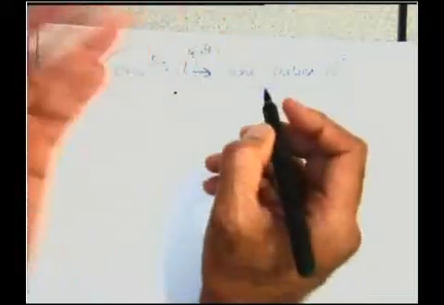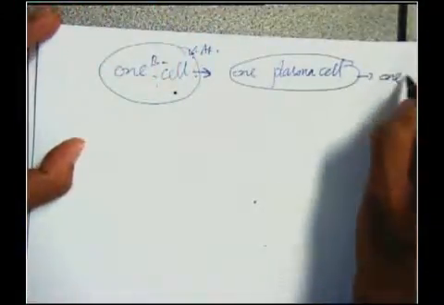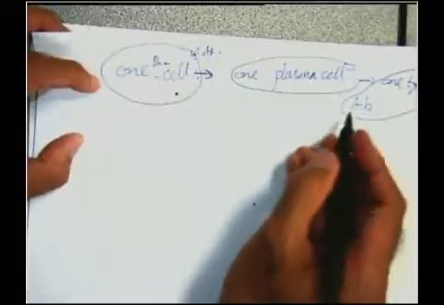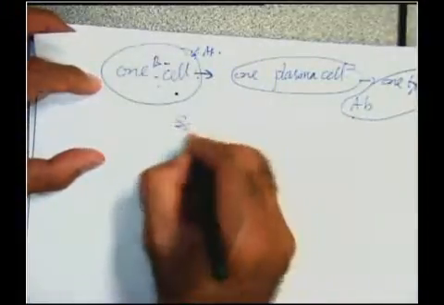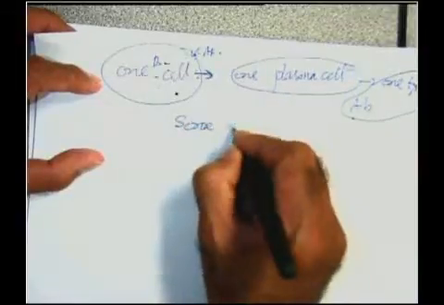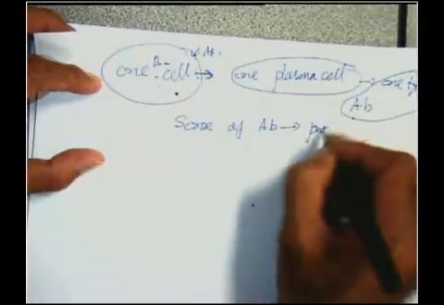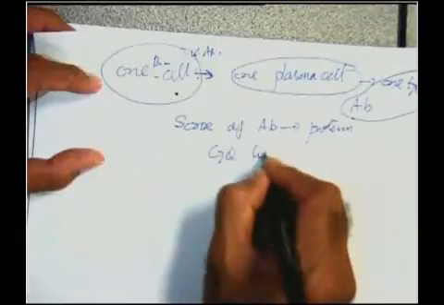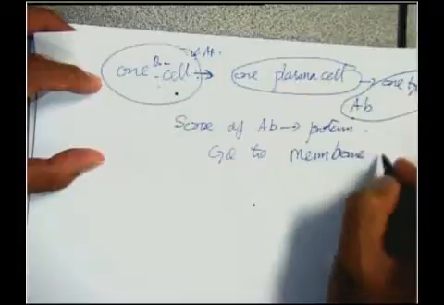And this plasma cell, in action now, will produce one type of antibody. When they produce this antibody, or the immunoglobulin in that case, some of the antibody protein goes to the membrane surface.